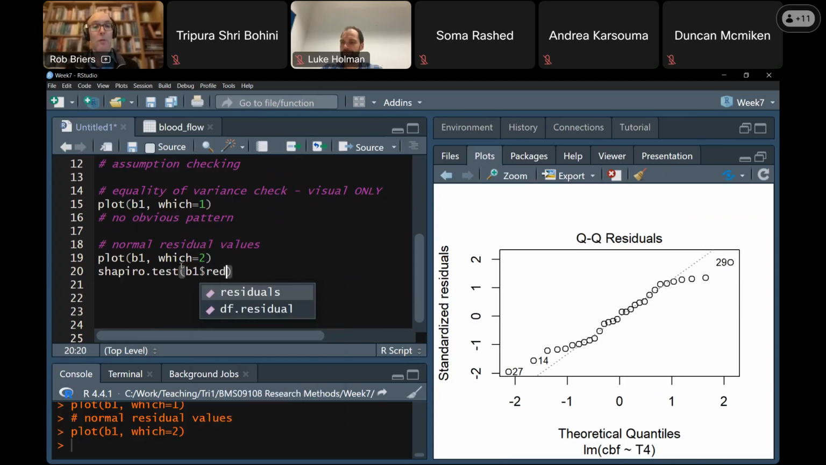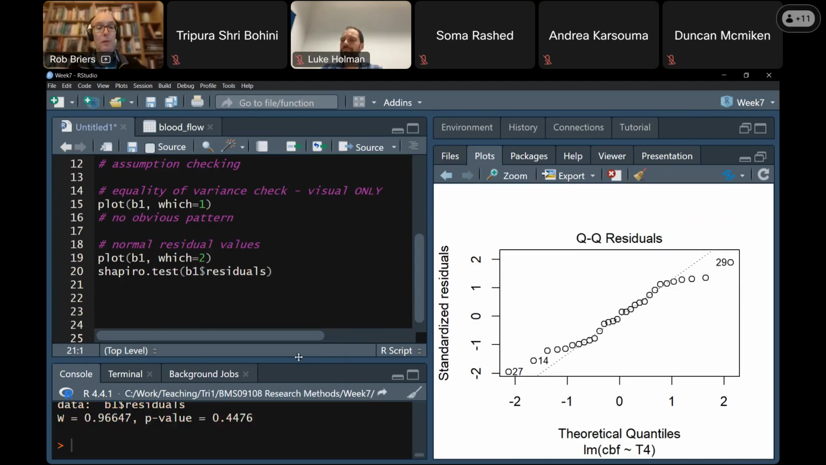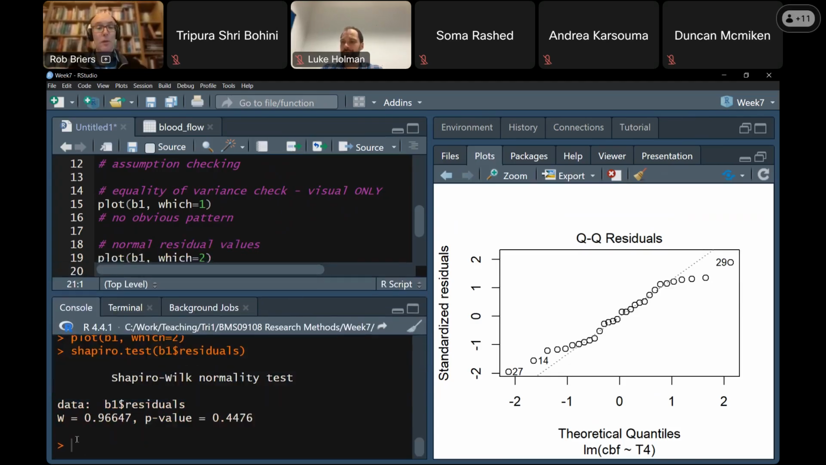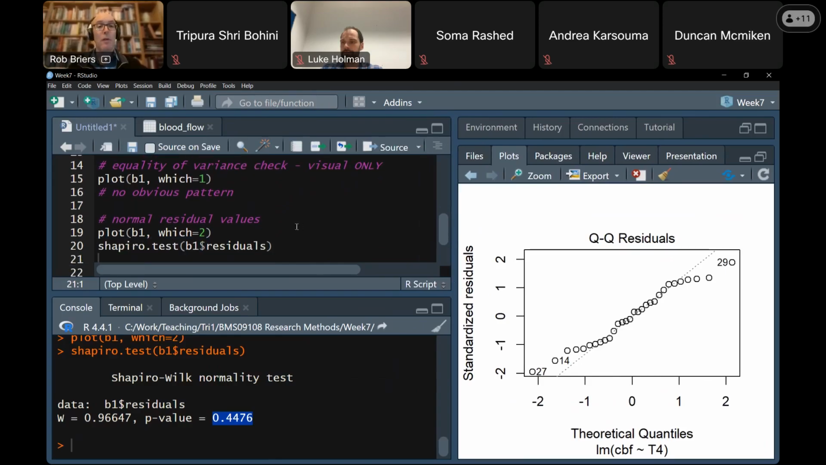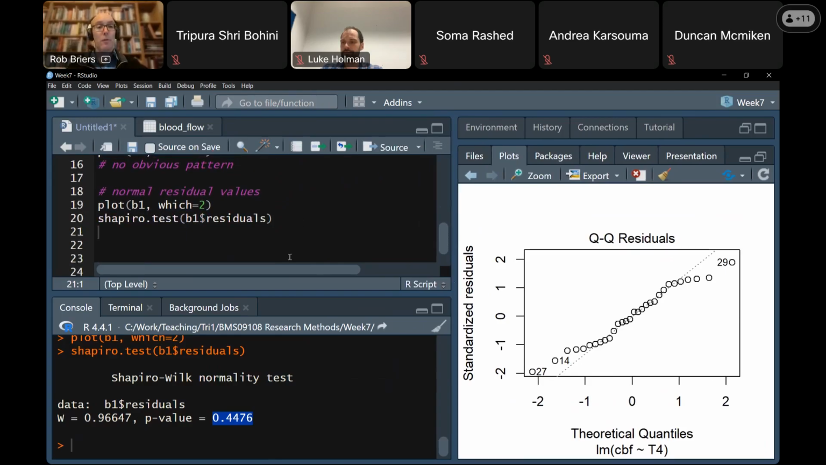So we check, are the residuals significantly different from a normal distribution or not? And in this case, no, they're not. So we've got a p-value of greater than 0.05 there. And so that means that those residuals are normally distributed. So that means we can carry on and look at the outcome of the analysis. So our assumptions are met. So just make a note of that.